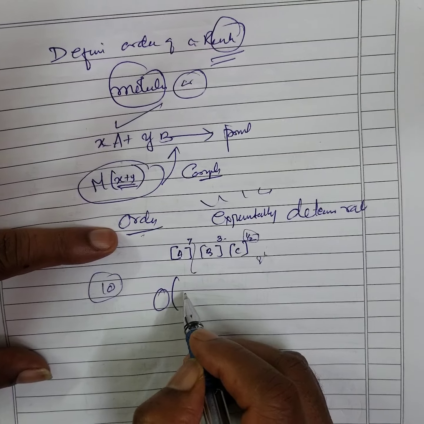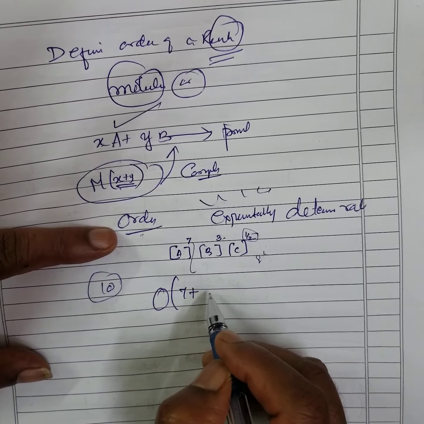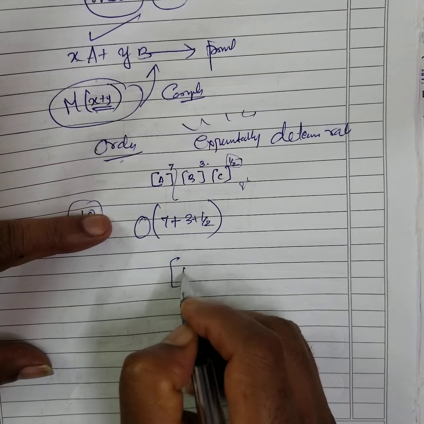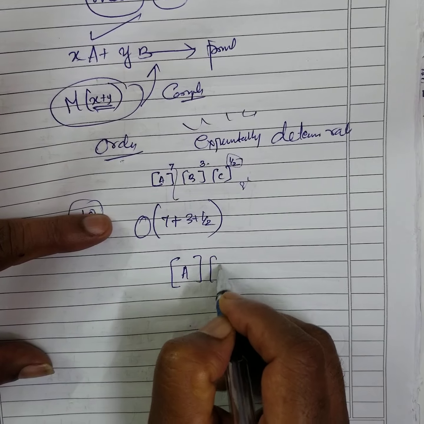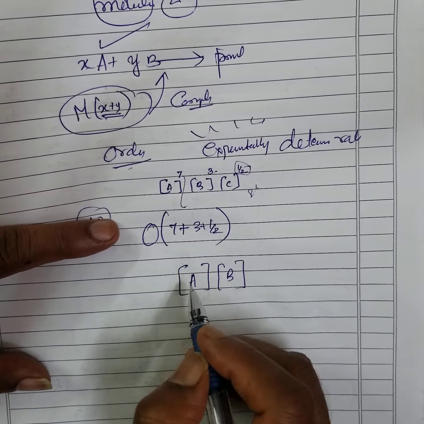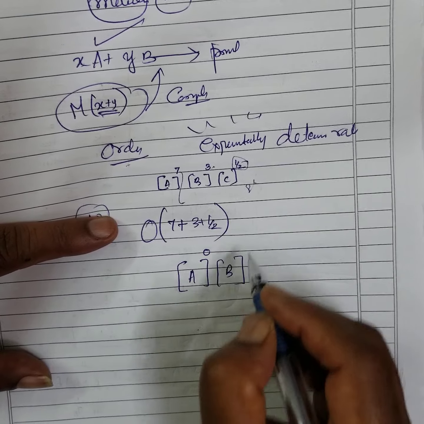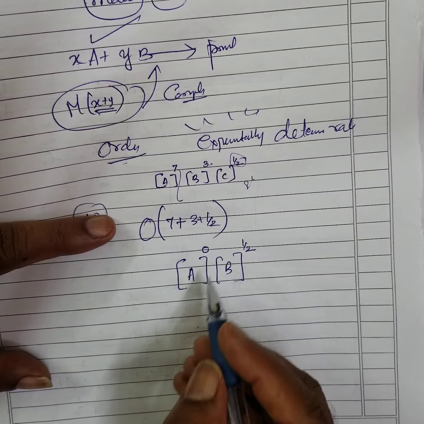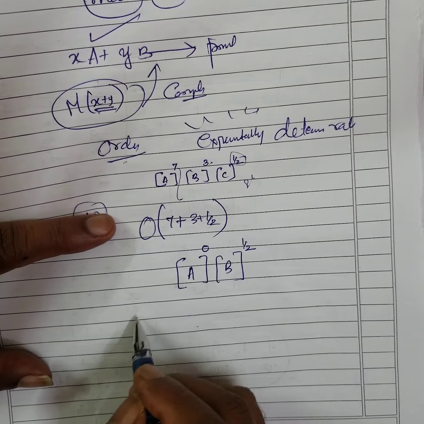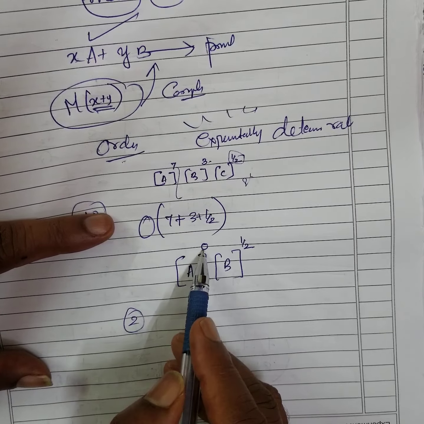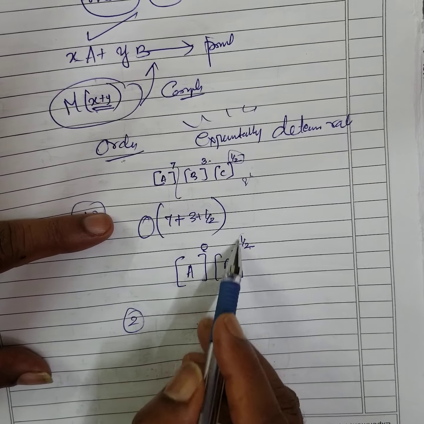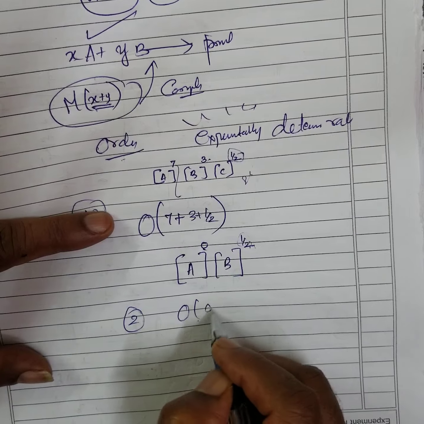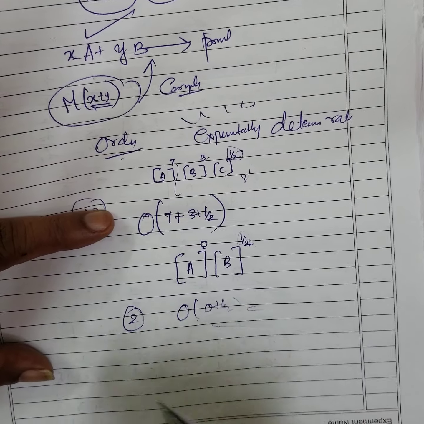Order of the class means the performance of the teacher: 7 plus 3 plus half. It may be a fraction. There are certain instances. Suppose there are 2 students. The teacher teaches 2 sums. One student won't understand anything. Another student understands only half of it. Therefore, what is the order? Order is 0 plus half, like that.